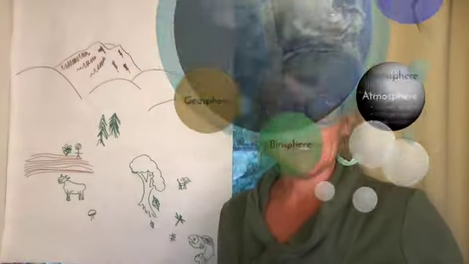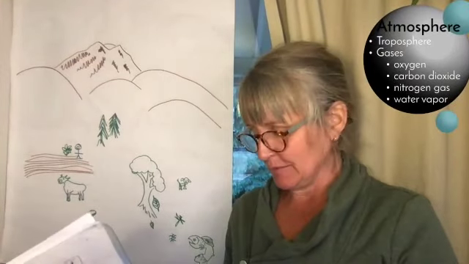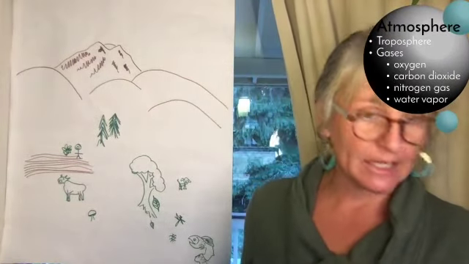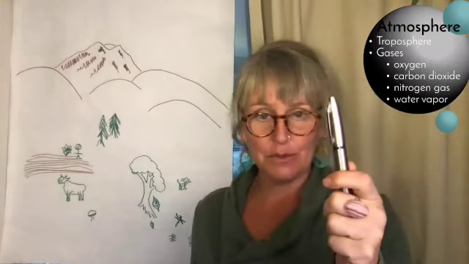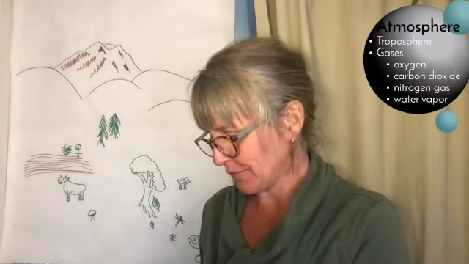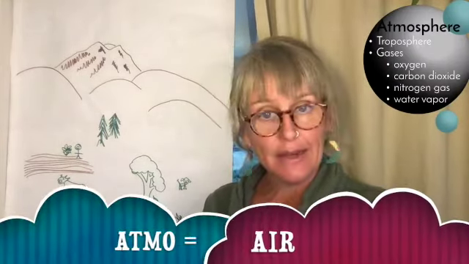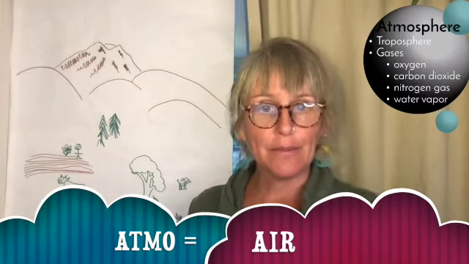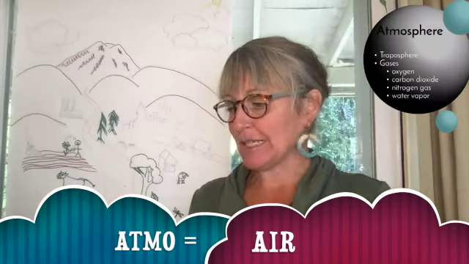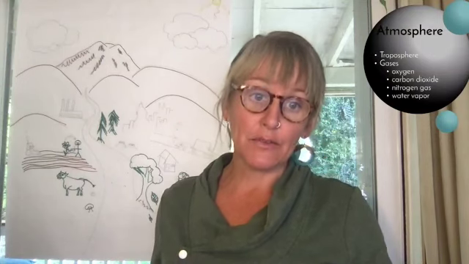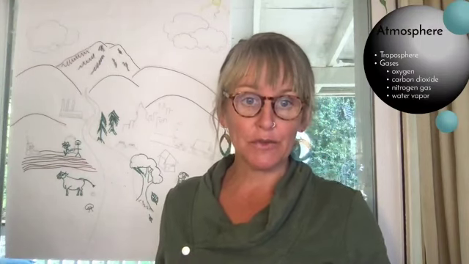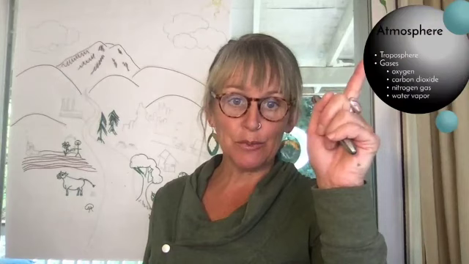Next up, we're going to talk about the atmosphere. So for this portion, you're going to need your black pencil or crayon or marker. Atmo means air. Will you please say that with me? Atmo means air. The atmosphere has many layers. We're going to talk about the first layer today, which is the troposphere. You can see that word here, troposphere.